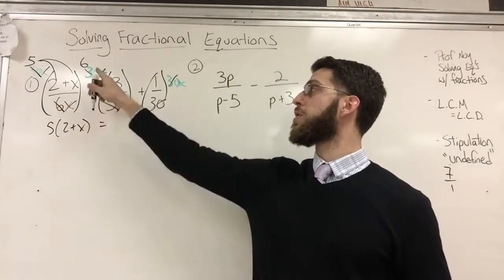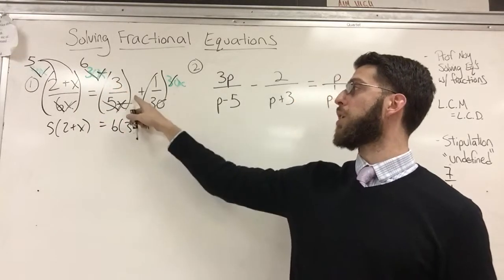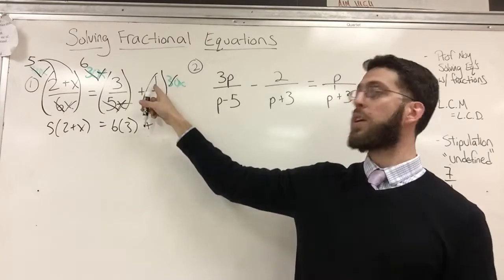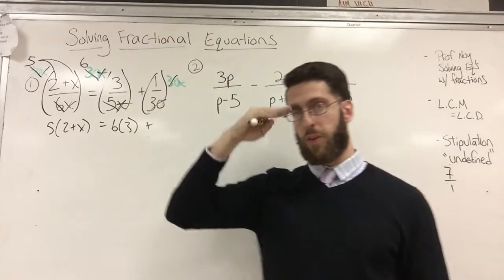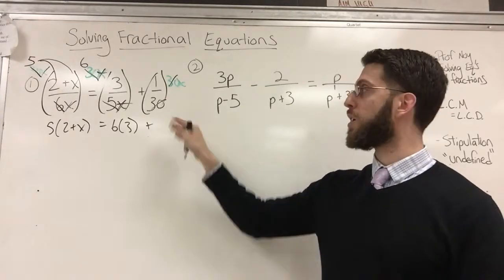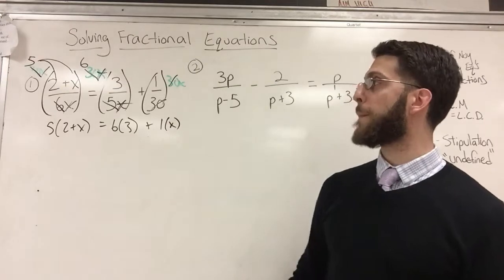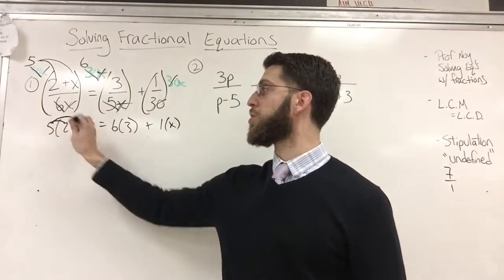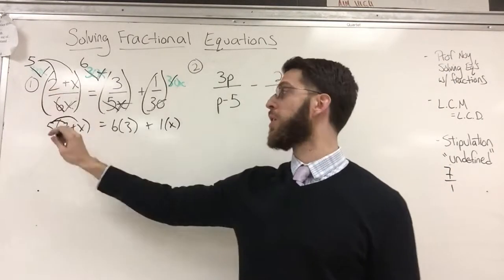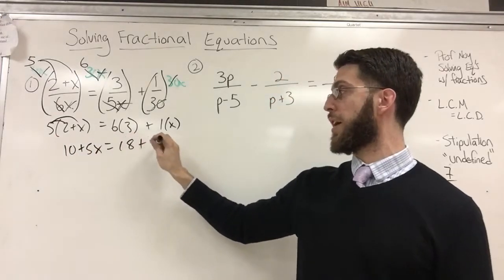equals 6 times 3, and then plus, what's here? A 1 and an x. Be careful. Look very carefully. It's like you're hunting. Don't rush and just put quickly what you see, because you forget stuff. 1 times x. All right? So I'm going to distribute here, right? I was implying that earlier. So that's going to give me 10 plus 5x equals 18 plus x.